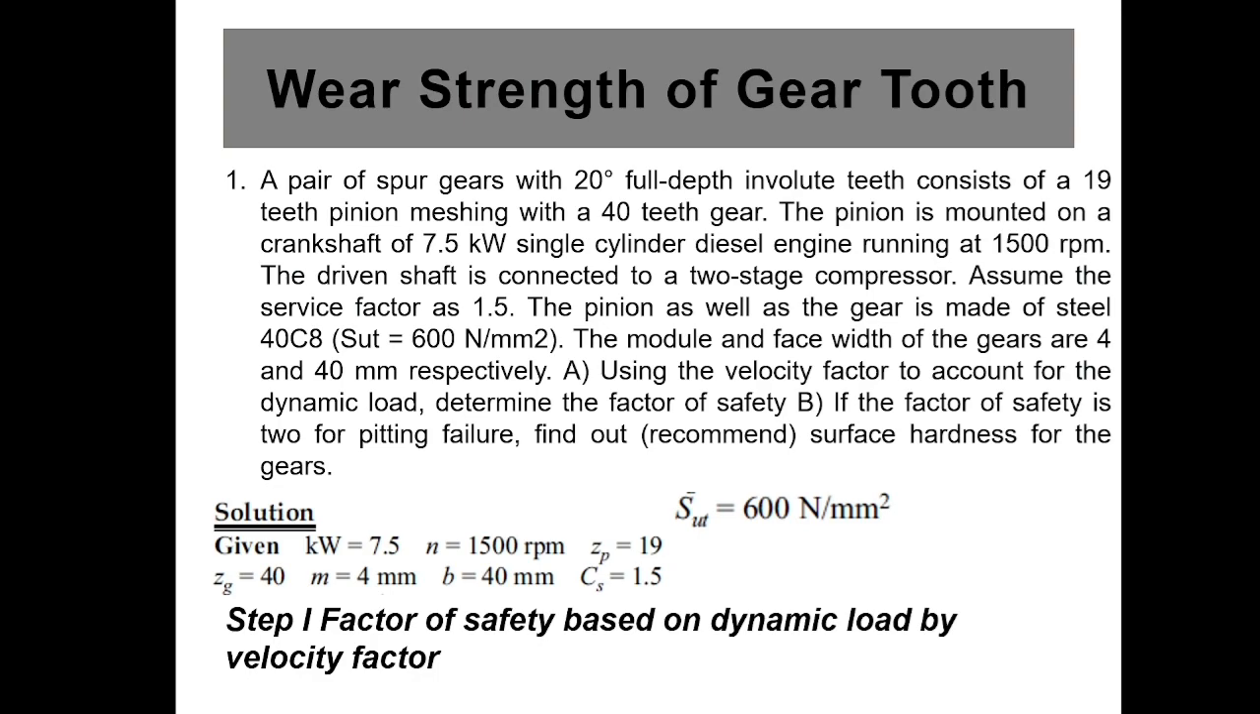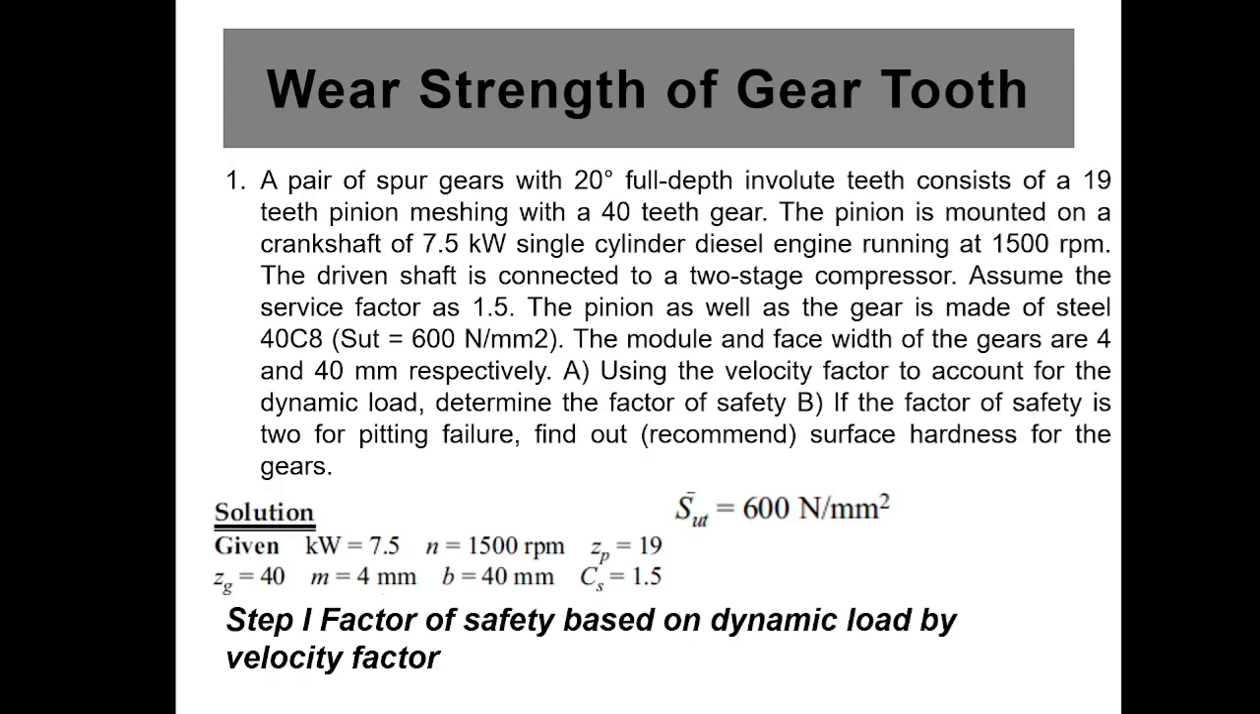The pinion as well as the gear is made of steel, 40C8. Here, the SUT is given as 600 Newton per mm square, so both the pinion and gear are the same material. The module and the face width of the gears are 4 and 40 mm respectively. First of all, using the velocity factor to account for the dynamic load, determine the factor of safety.